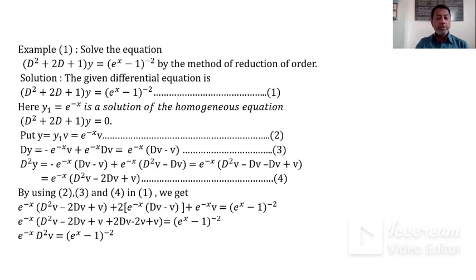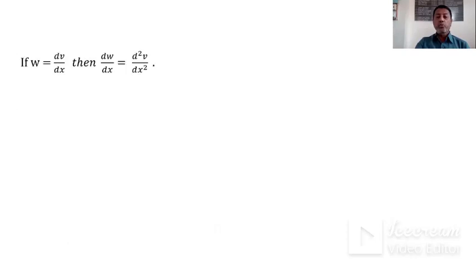We obtain this after simplification. We obtain these things. Now here in this equation we take the substitution w is equal to v dash. Therefore, w dash is equal to v double dash. Then with this substitution, this equation becomes e to the power minus x into w dash is equal to (e to the power x minus 1) whole to the power minus 2.